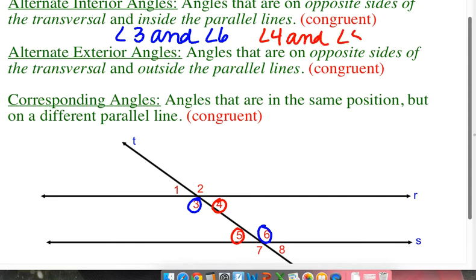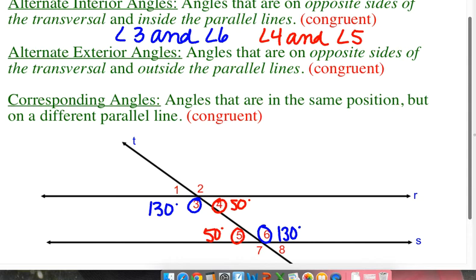Now, the nice thing and the important thing to know is that they are congruent to each other. So if I tell you that angle 4 is 50 degrees, so is angle 5. And if I tell you that angle 3 is 130 degrees, so is angle 6. Alternate, meaning right or left. Interior, meaning inside the parallel lines.